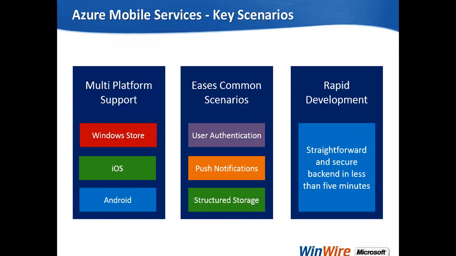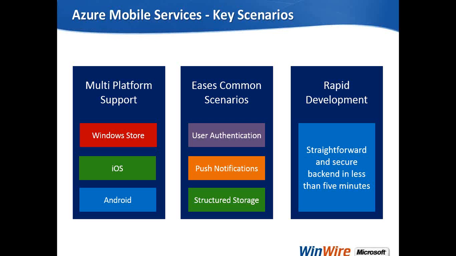So let's start with the key scenarios when you can use Azure Mobile Services. First thing is multi-platform support. As you see, you have support for Windows Store apps, which are basically Windows 8 apps, and you have support for iOS as well as Android. So you have SDKs available that you can download and use in your native apps for iOS, Android, or Windows 8. And then you can connect to the backend that is created by Windows Azure Mobile Services using the REST API.